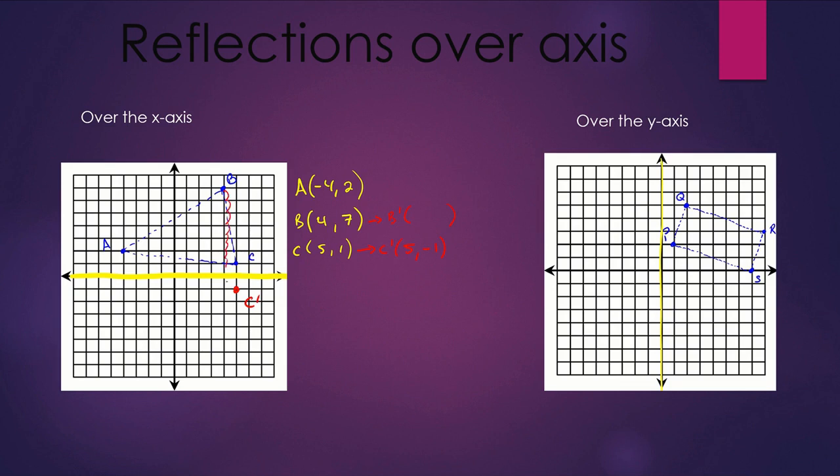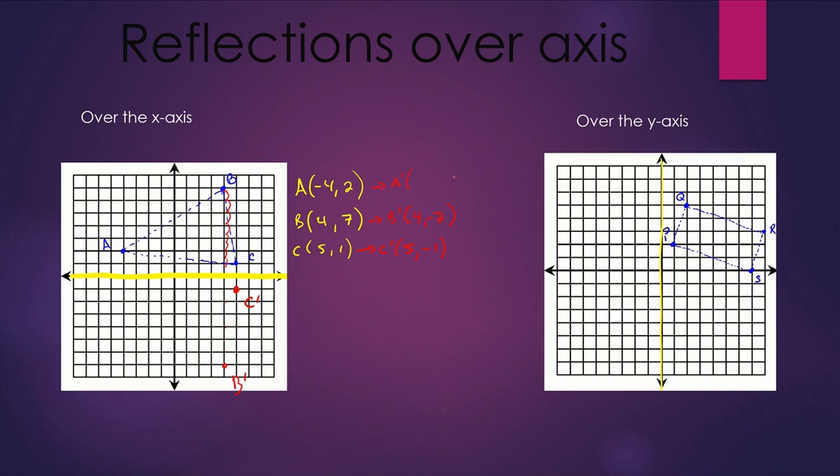So that means it should be 7 units down. So 1, 2, 3, 4, 5, 6, 7. And that's B prime. And so the coordinates are 4, negative 7.